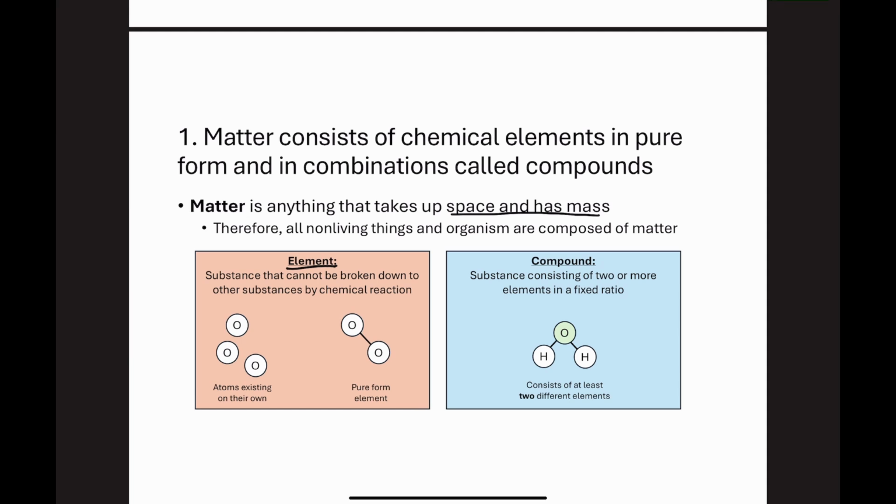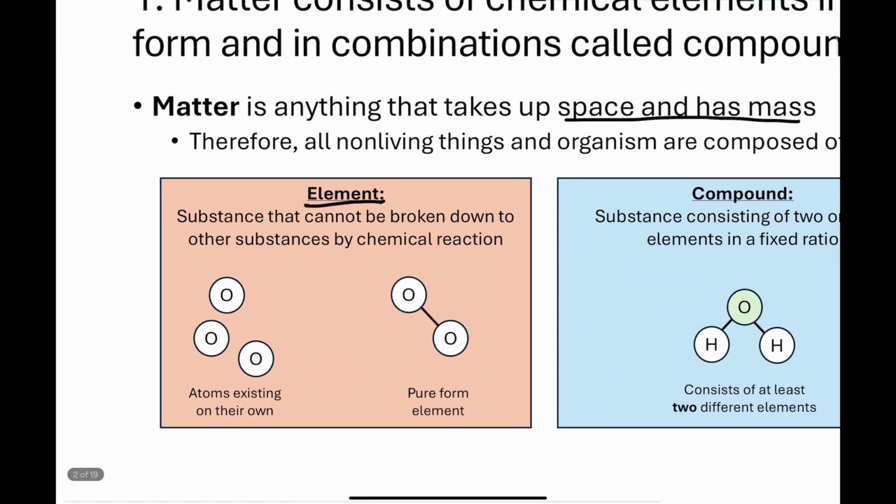Our periodic table is made up of 92 identified elements. These elements include oxygen, hydrogen, carbon, nitrogen, and so on. We can see these elements, which can also be called atoms, existing on their own, like we see here with these 3 oxygen atoms. We can also refer to elements of the same type that are bonded together as pure form elements, and that's what we're seeing here with these 2 oxygen atoms bound to each other.